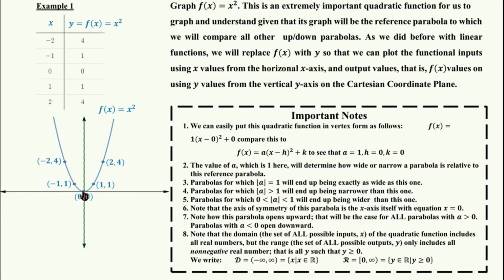But the range, which is the set of all the y values or outputs, notice because of the squaring effect here, you're not going to get any negative outputs. So the range is going to be all real numbers that are greater than or equal to 0. So we write it in this manner in interval notation. Now be careful in the set builder notation. Here you'll want to say y belonging to R such that y is greater than or equal to 0.